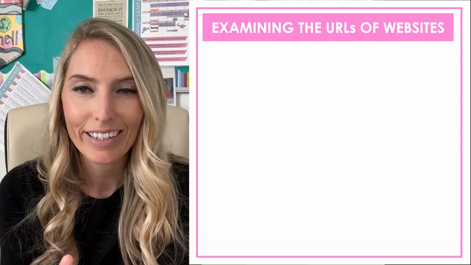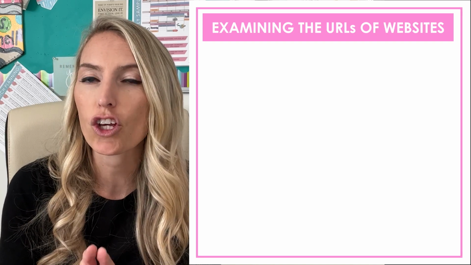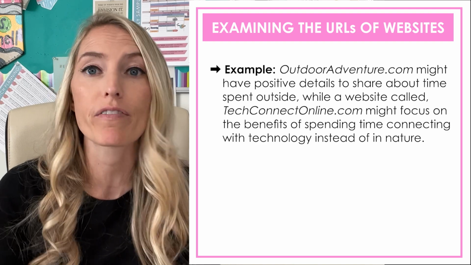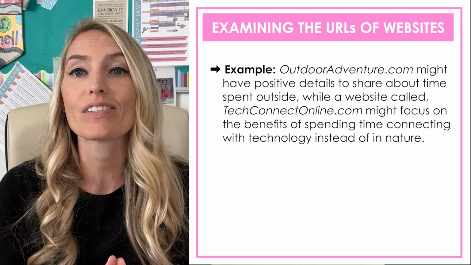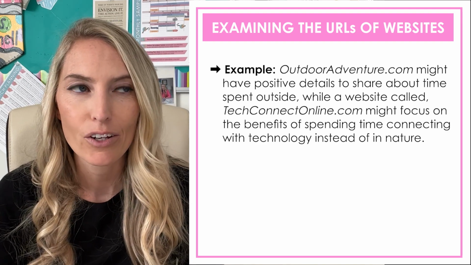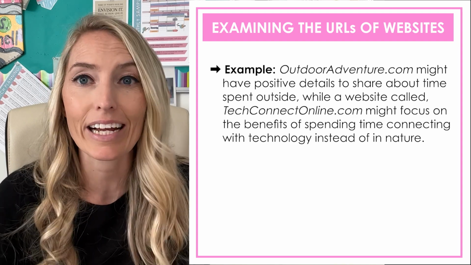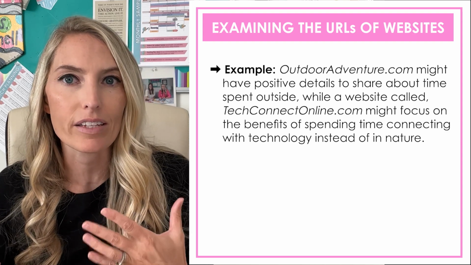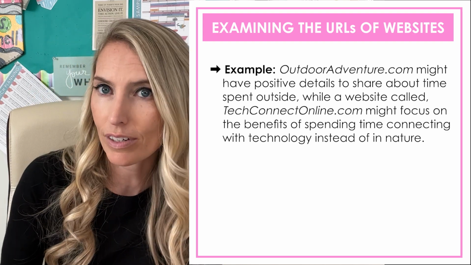Now, after you have students do those 2 things, the next thing that you want to do with them is possibly a mini lesson on now thinking about, okay, perspective, bias, agenda. And you can do this by examining URLs of websites. So for example, a website that's outdooradventure.com might have positive details to share about time spent outside, while a website called techconnectonline.com, that's going to focus on the benefits of spending time connecting with technology, perhaps instead of in nature.